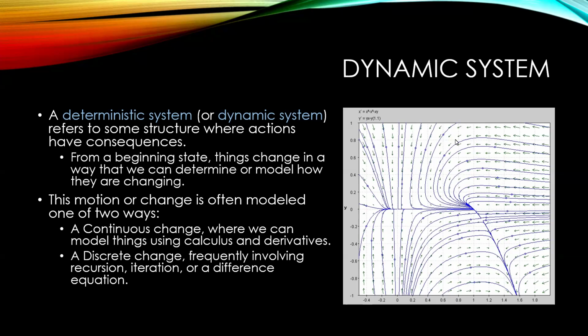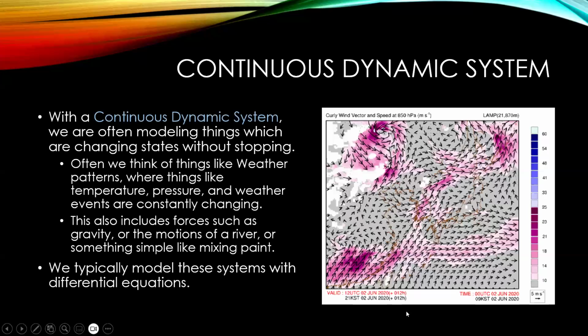Discrete change would be like the Fibonacci sequence, where the next element is based on the two prior positions. Continuous, well, that would be something like this graph, where we can start to see all these little arrows showing the directionality of things. This graph comes from just a couple of little equations, but those equations describe this entire system. And this system is showing a lot of weird behavior. And so let's start with continuous dynamic systems.